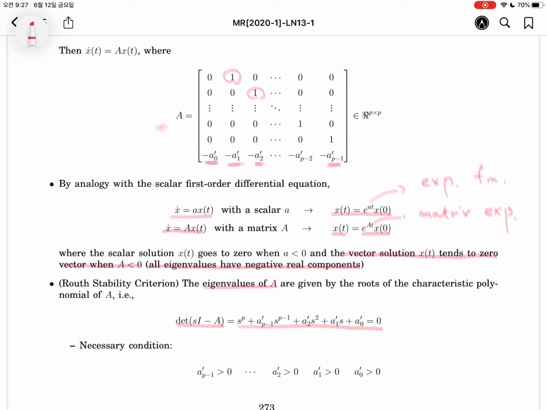And then the last stability criterion suggests two kinds of things. The first one is a necessary condition. The remaining one will be the sufficient condition. The necessary condition is that all the coefficients should have the same sign. Here, it must be a monic polynomial because the highest order coefficient is 1. It is called a monic polynomial.